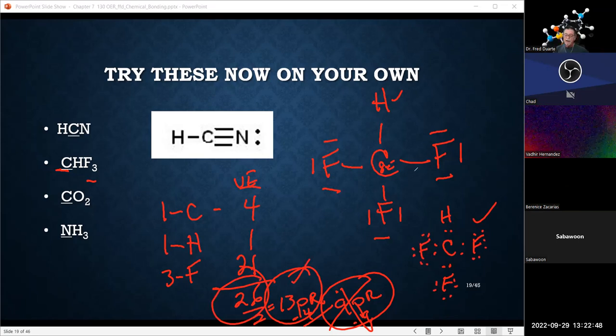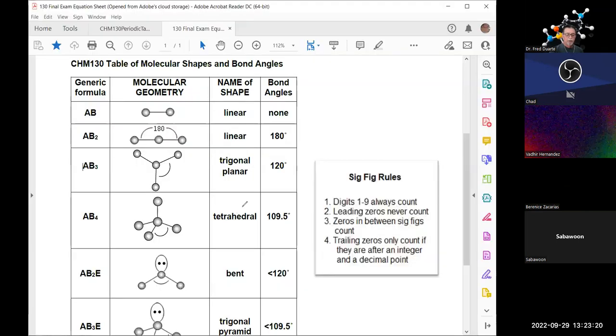Now we need to determine the general formula. Well, we've got A as always, and then we've got B. B is 4. There are 4 species around the central atom: 1 hydrogen and 3 fluorides. So that is our general formula. We go to the shapes table, look for AB4, which is right here.